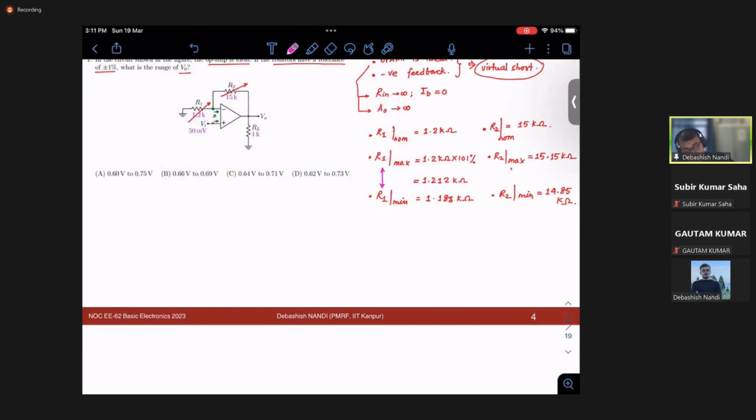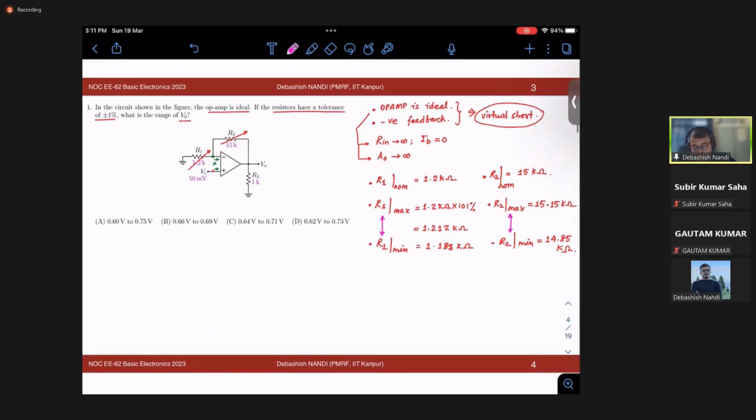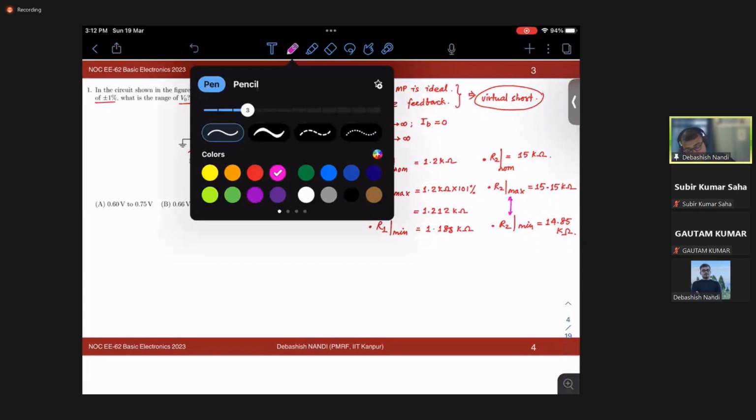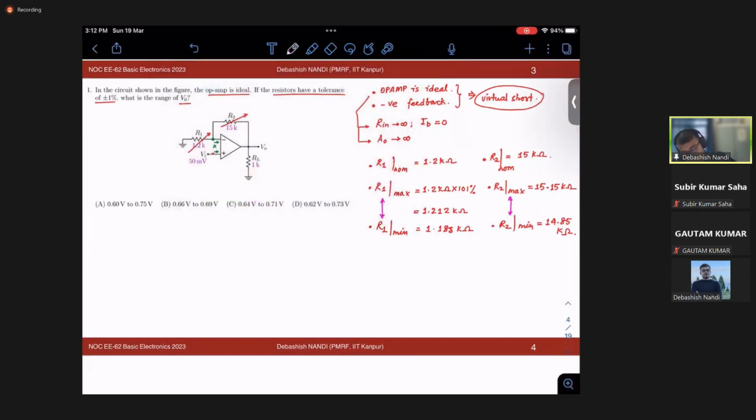Okay, so both the resistances will vary between this range. So we need to find out how this affects the output voltage, right? They want us to find out the range of the output voltage. So how can I do that? It is very simple. You just have to consider that as this node is 50 millivolt, it is in virtual short because the op amp is ideal and it is in negative feedback. So this will also be 50 millivolt, right?